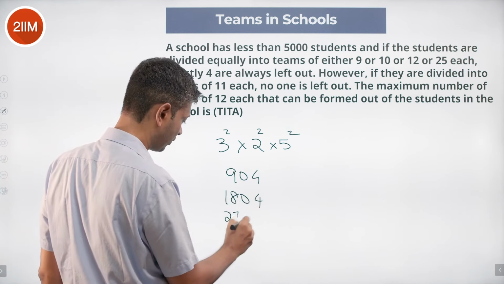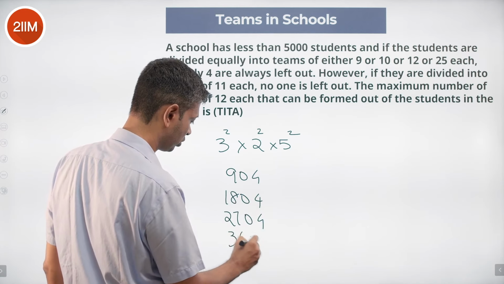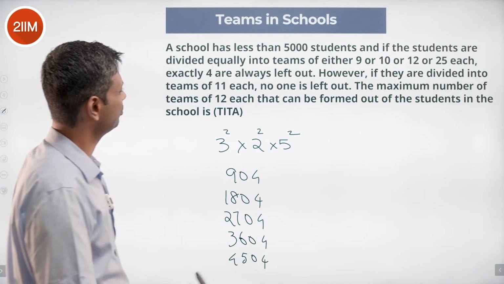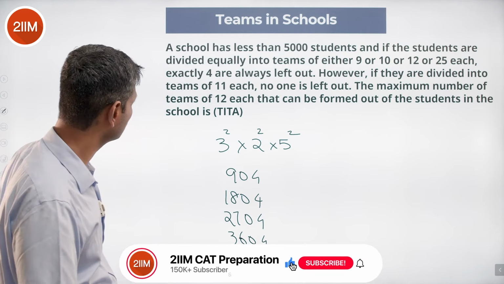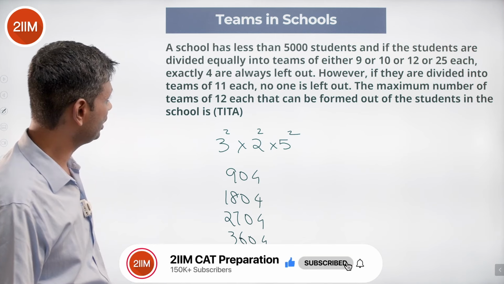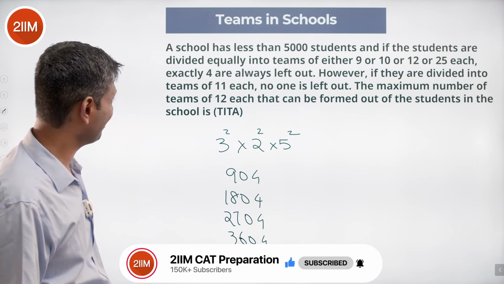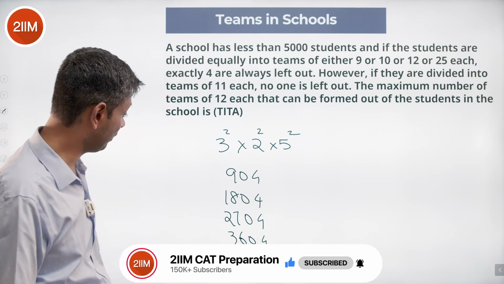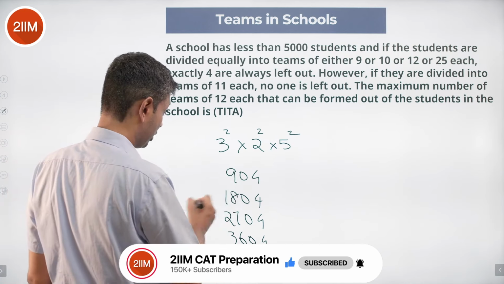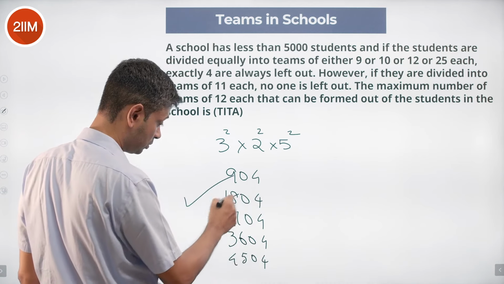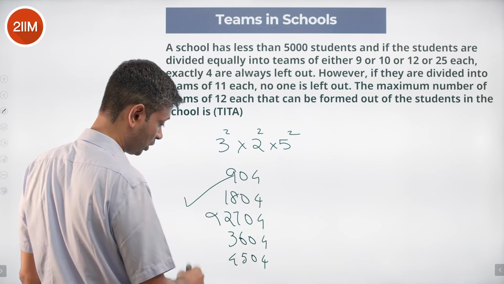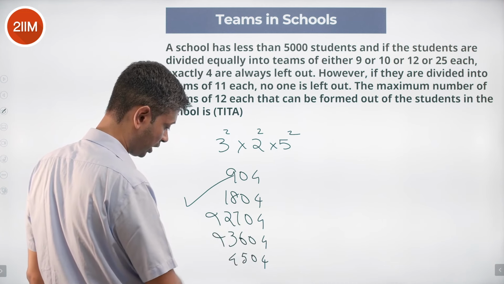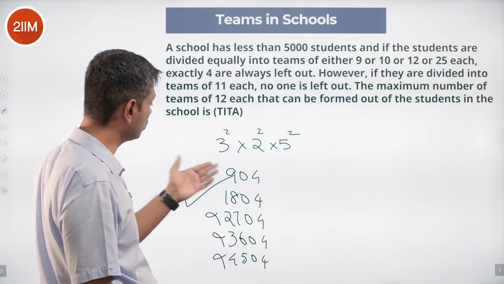1804, 2704, 3604, 4504, some number like this. However, if they are divided into teams of 11 each, no one is left out. So the number should be a multiple of 11. 8 plus 4, 12 minus 1, 11, this works. 7 plus 4, 11 minus 2, this doesn't work. 6 plus 4, 10 minus 3, doesn't work. 9 minus 4, this doesn't work. Only this works.